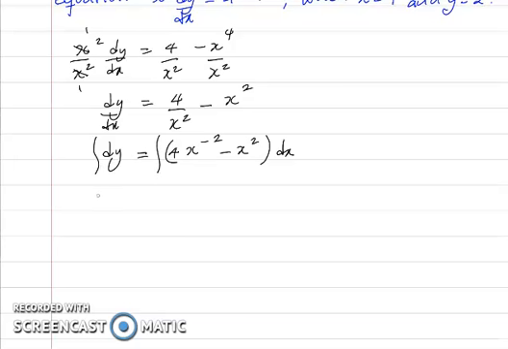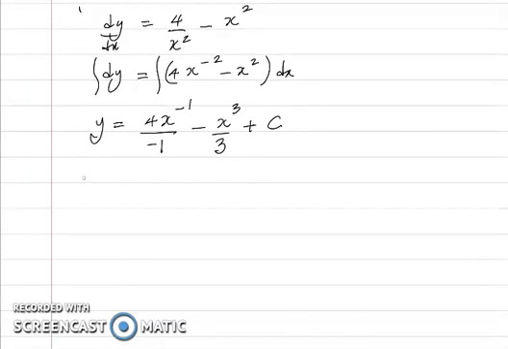After this, I'm going to integrate both sides. When I integrate dy, I'm going to get y is equal to 4 x to the minus 1, increase the power by 1, then divide by the new power, minus 1, minus x to the third power, divide by the new power 3, plus c, the constant of integration. So now y is equal to minus 4 over x minus x to the third over 3 plus c.